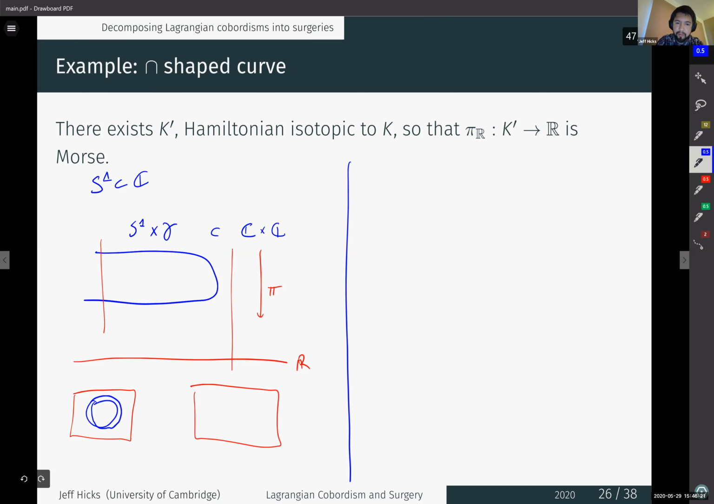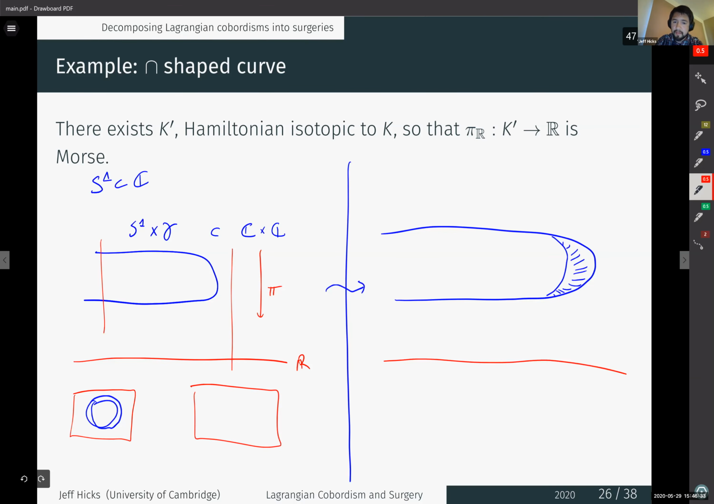However, after applying some type of Hamiltonian perturbation, this cap-shaped Lagrangian can be smeared out on the right end. And my slices will come in three different types.